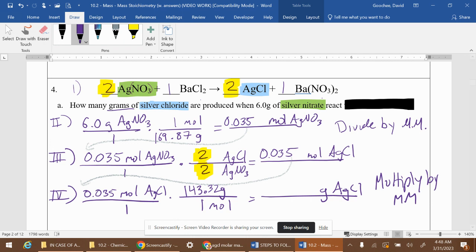Okay, so 0.035 times 143.32, you get about 5 grams of silver chloride.